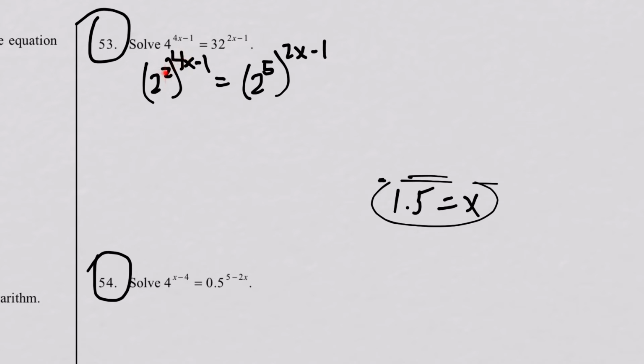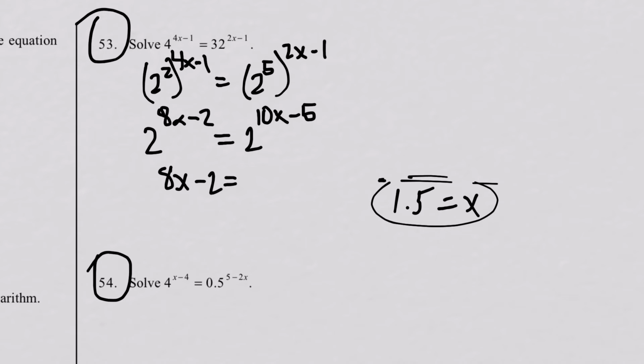And then I can use the power of a power rule, which says that I can multiply these two. So it's going to be 2 to the power of 2 times 4x, which is 8x minus 2. On the right side is 2 to the power of 10x minus 5, distributing the 5. And then I notice that the bases are the same, base 2, base 2. So that must mean that the exponents are the same. If these two powers are equal to each other and their bases are equal to each other, then their exponents must be equal to each other. So I just said 8x minus 2 equals 10x minus 5.